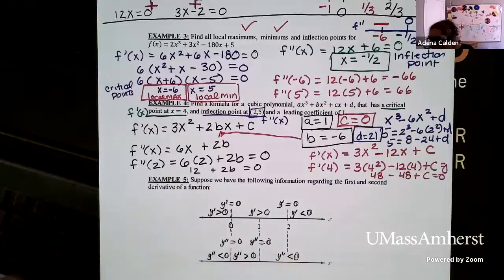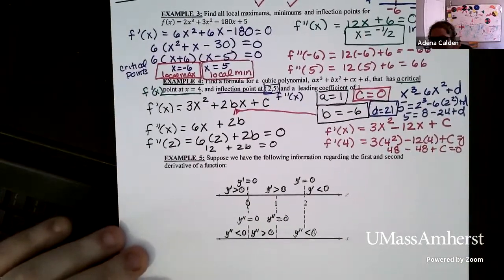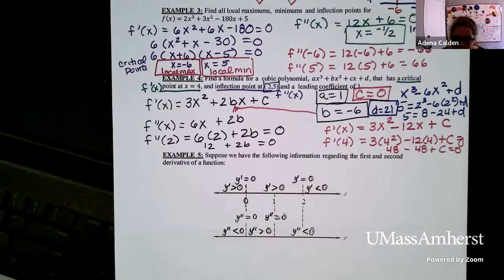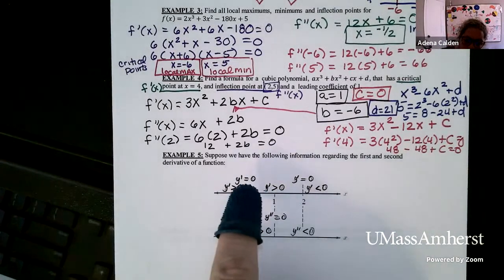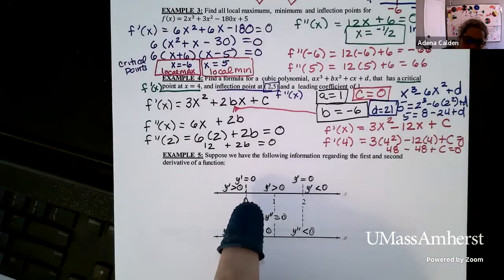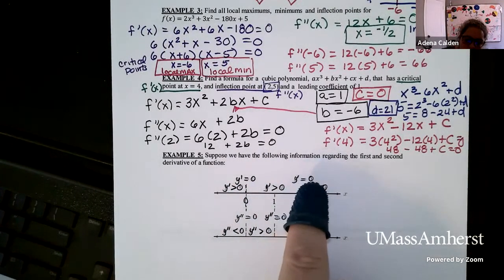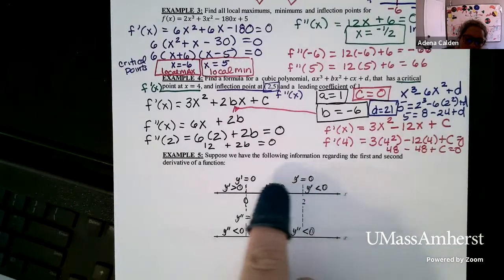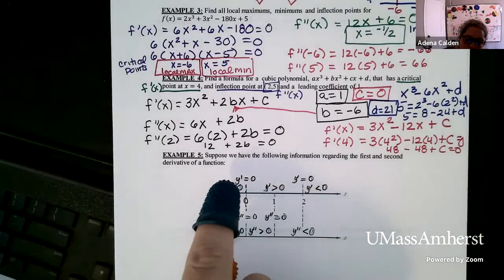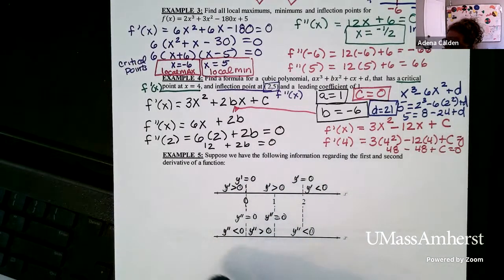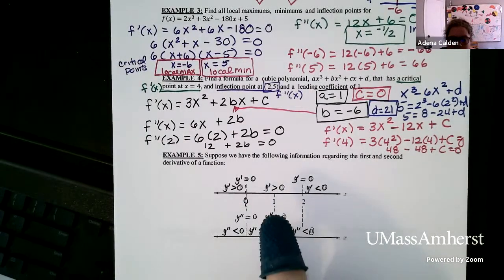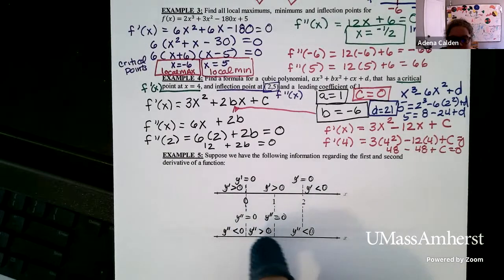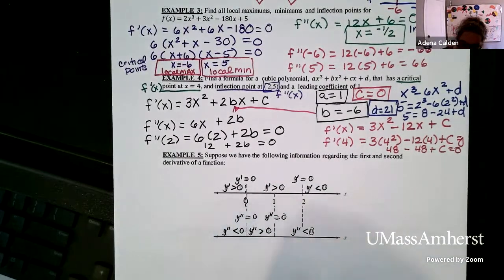Okay. So suppose we have the following information regarding the first and second derivative. So what does that mean? This first charted line is the first derivative. So we see that the first derivative equals 0 at 0. The first derivative equals 0 at 2. And then we have the sign of the first derivative in each of these intervals. Then down here, we have the second derivative. The second derivative equals 0 at 0. The second derivative equals 0 at 1. And then we have the sign of the second derivative on the second charted line.